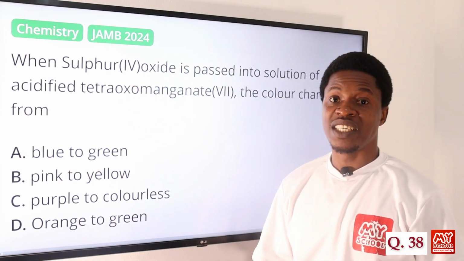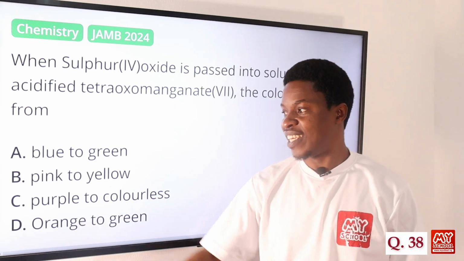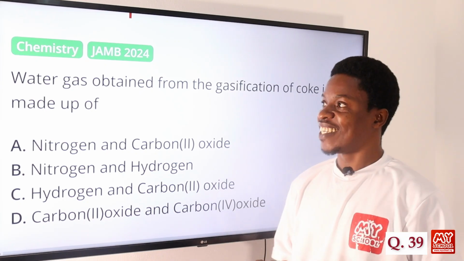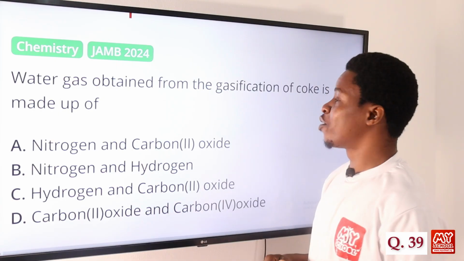It becomes colorless because it has undergone a reduction reaction. So the correct answer here is option C. Now let's move on to question number 39. Water gas obtained from the gasification of coke.